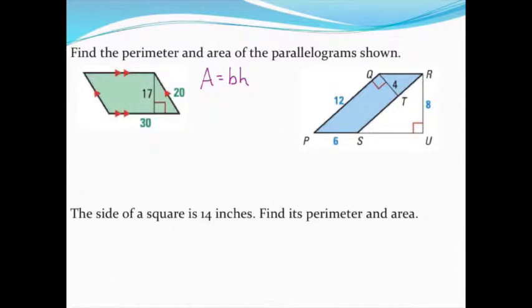To find the area of a parallelogram, we're going to use the formula area equals base times height. Now we have to make sure the base and height are perpendicular. This formula will also work for any kind of parallelogram, so it also includes rhombuses, rectangles, and squares.